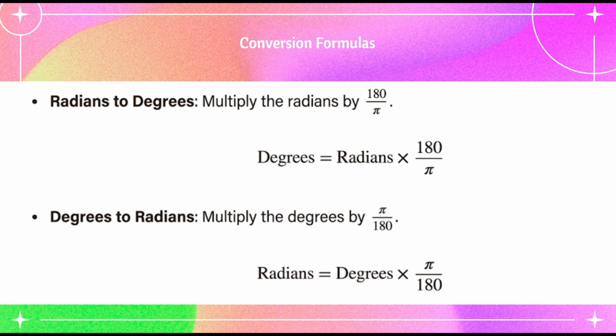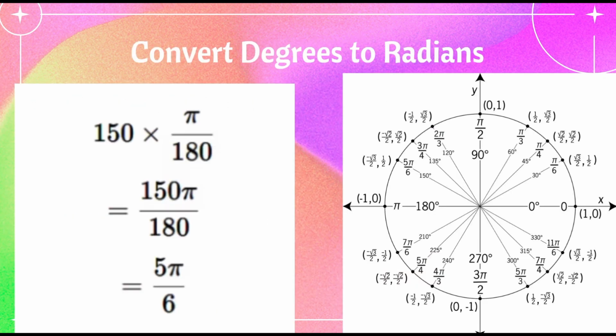Here we have two conversion formulas, using radians to find degrees. To find the degrees of a radian measure, we can multiply the radian by 180 over pi. And to convert degrees into radians, we can multiply the degree by pi over 180. These fractions are called conversion factors because they convert one unit into another. During each conversion, the original unit cancels, leaving only the desired unit.